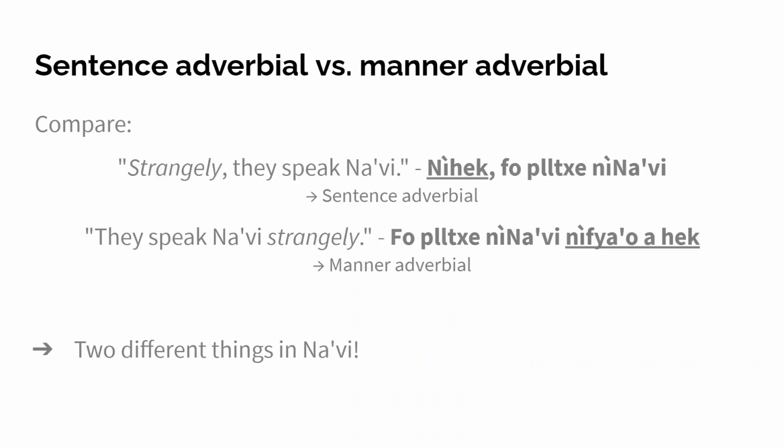So this is how you do it in Natvi. Nihek for put in Natvi. Nihek means strangely. And nihek very strictly is only a sentence adverbial, so you can only use it to do this kind of comment thing about the whole clause. So you can only use this one in the first case. If you now want to have a manner adverbial, so to say how they speak, that they speak strangely, you can use ne fia'o ahek.